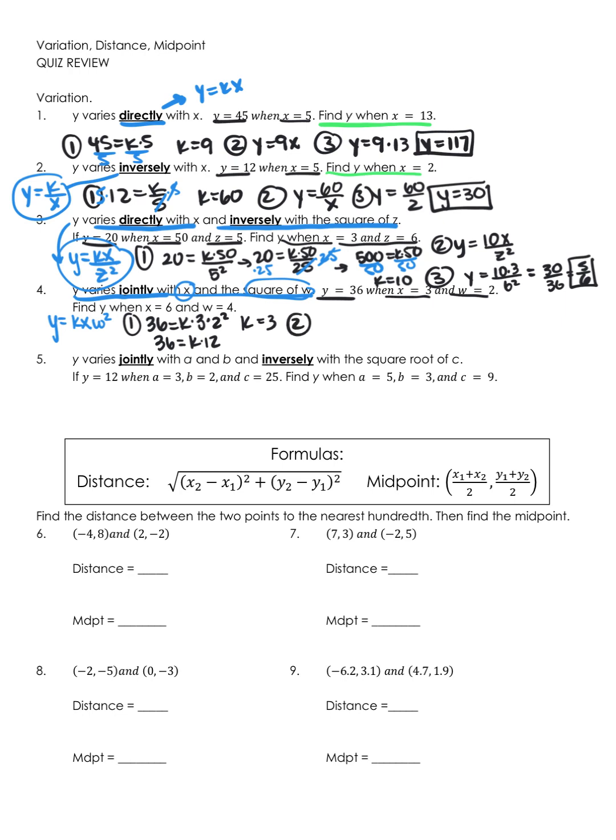So then plugging that back into our equation, we have y is equal to 3xw squared. And then we can use that to find y when x is 6 and w is 4. So 3 times 6 times 4 squared will be 288.